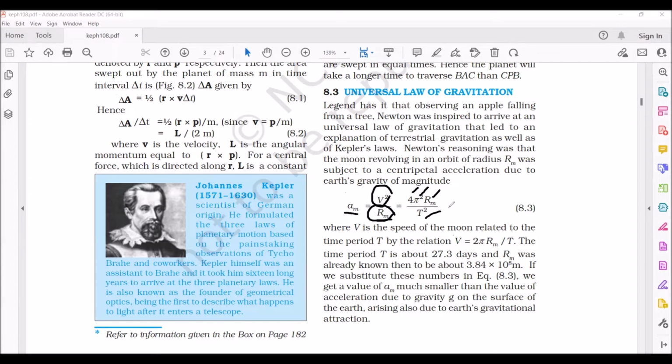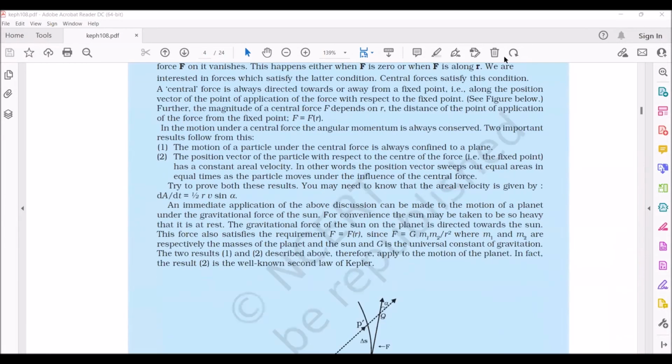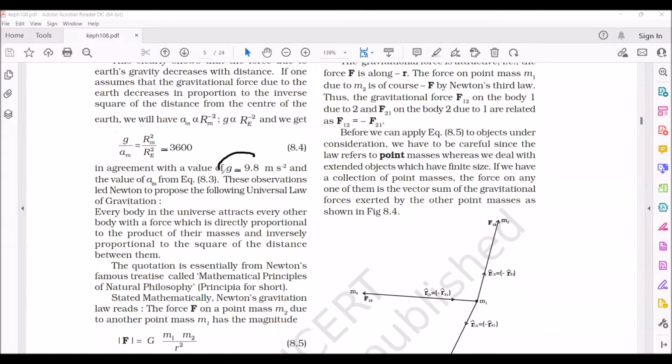It is approximately 27.3 days, and rm is 3.84 into 10 to the power 8. If we substitute these, then we will get the acceleration due to Earth's gravity. So the answer is 9.8 meter per second square. So if an object is falling from the first floor or second floor or from the 10th floor towards the earth, it is falling with an acceleration due to gravity of 9.8 meters per second square. So every object is being attracted by the earth with an acceleration due to gravity of 9.8 meter per second square.